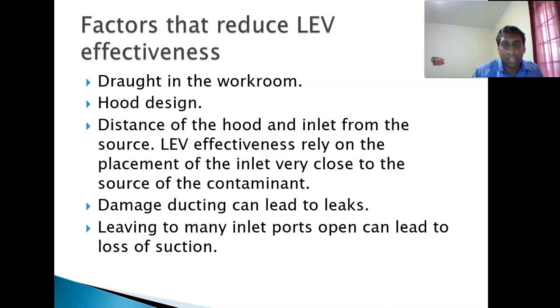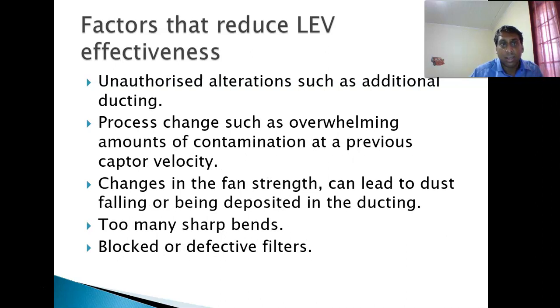Process change such as an overwhelming amount of contamination at a previous capture velocity. Changes in the fan strength can lead to dust falling or being deposited in the ducting. Too many sharp bends, blocked or defective filters. Dilute ventilation, again there was a question on this in the recent couple of years. Straight up, a question that asks a lot about dilute ventilation.